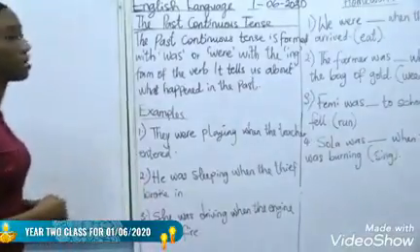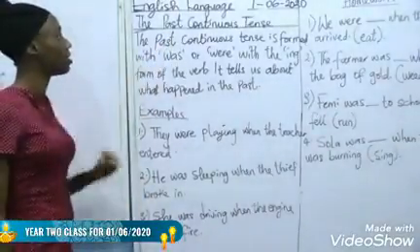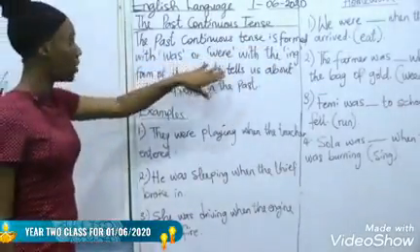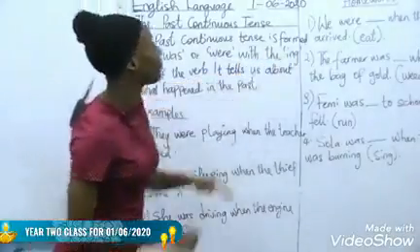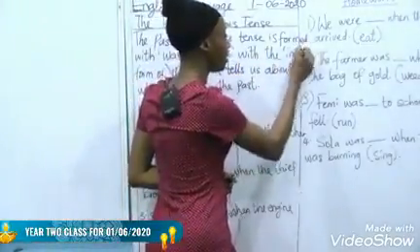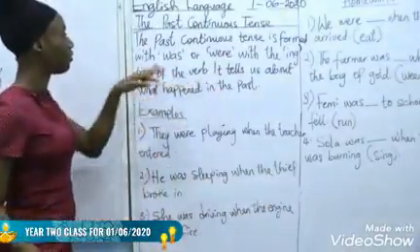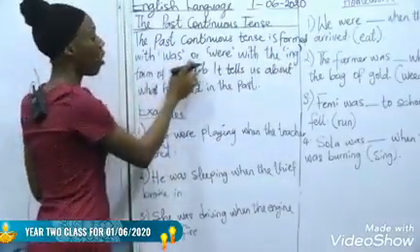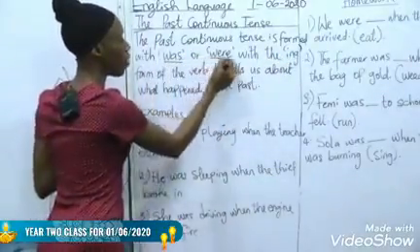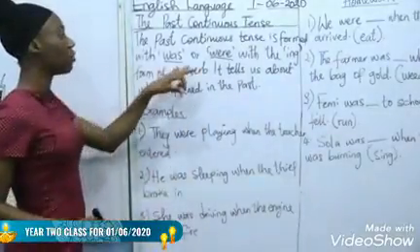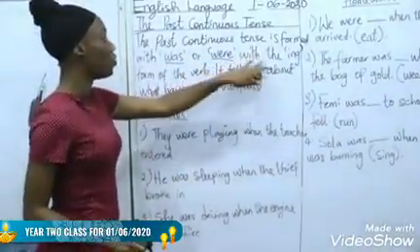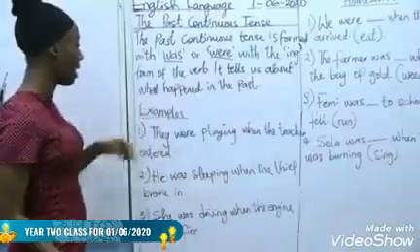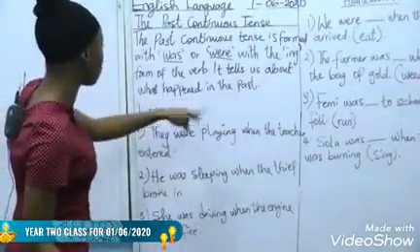Our topic is the past continuous tense. First of all, we'll ask ourselves, what is past continuous tense? The past continuous tense is formed with was or were, with the ing form of the verb. Before we go into the example, let's take this.